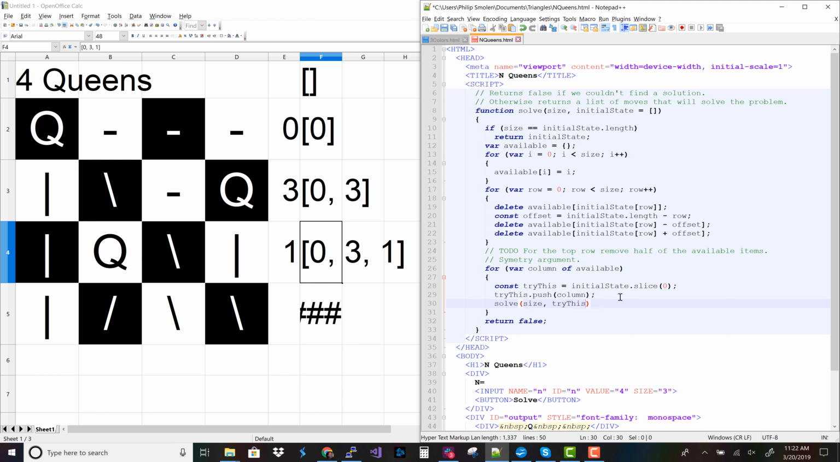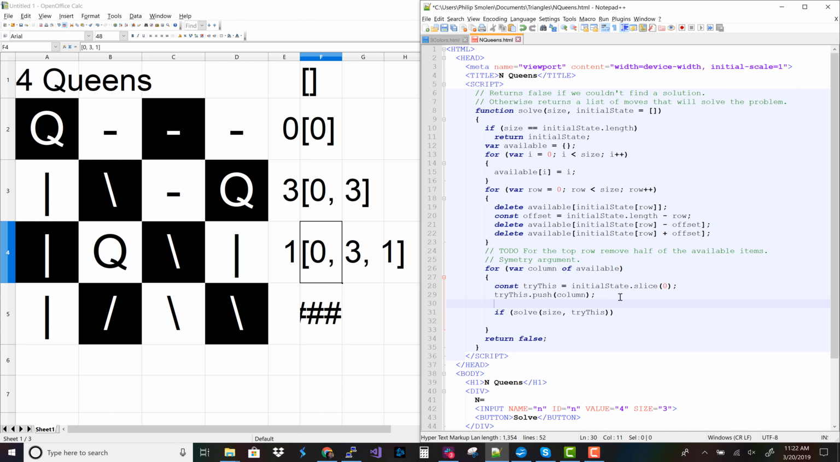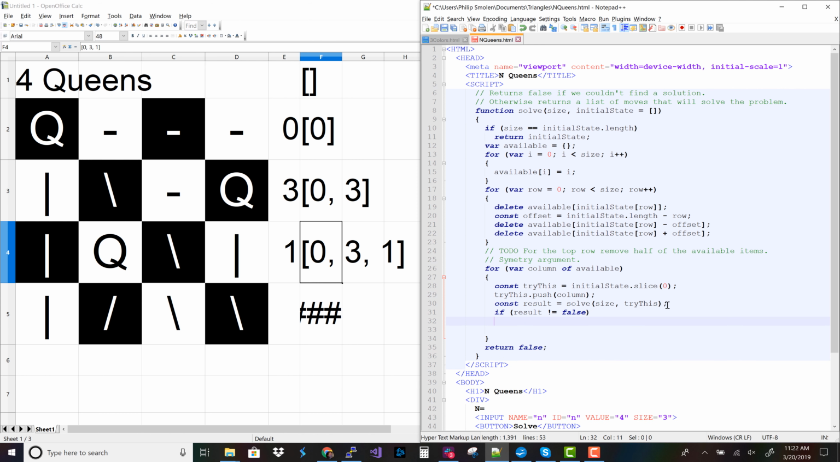Well, that's not quite right. We need to check on the results. So let's say if the result doesn't equal false, I didn't write doesn't equal false, that's just implied. Const result equals solve size, try this. If result, I'll write it all out, does not equal false, it means the exact same thing. Result does not equal false, return result.